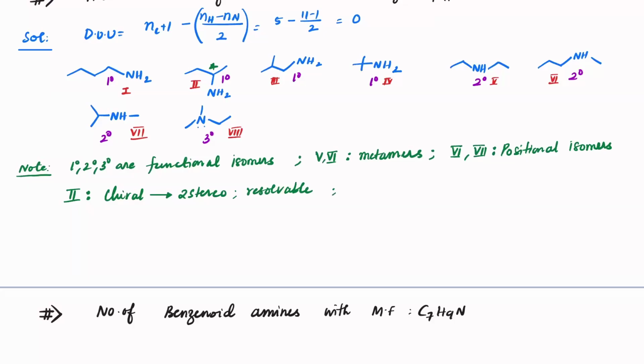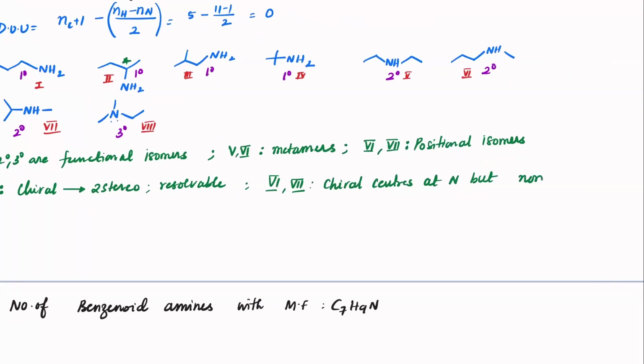Second, if you may have noticed, even at this position, this 2 degree and this 2 degree, that is 6 and 7, both of them also show chirality with respect to nitrogen. So both have chiral centers at nitrogen, but they are non-resolvable. We can call this the chirally non-resolvable form.